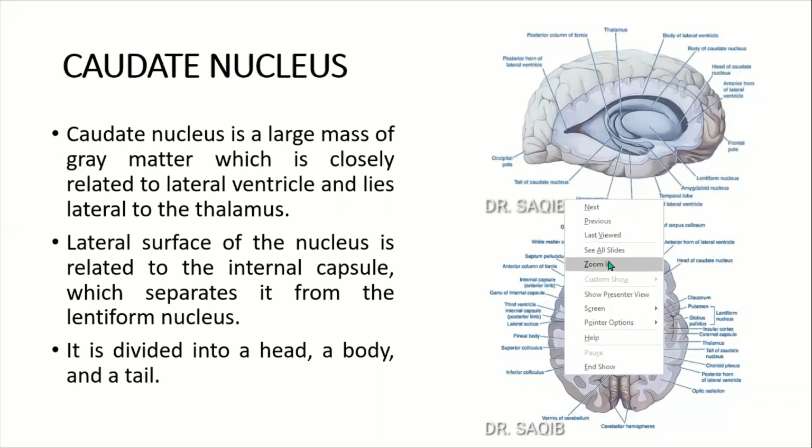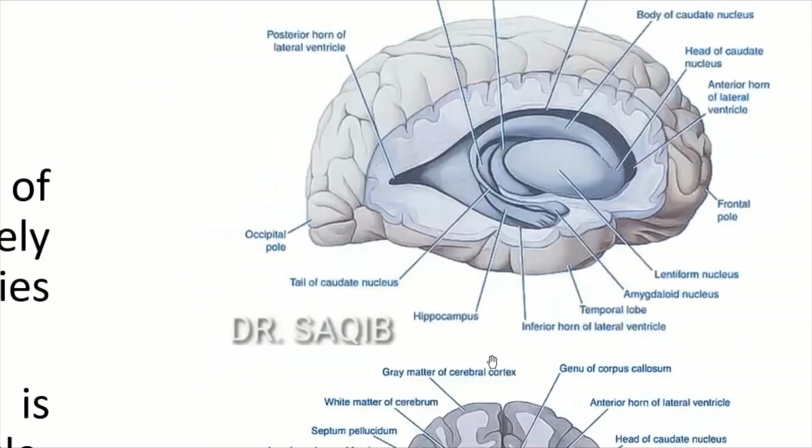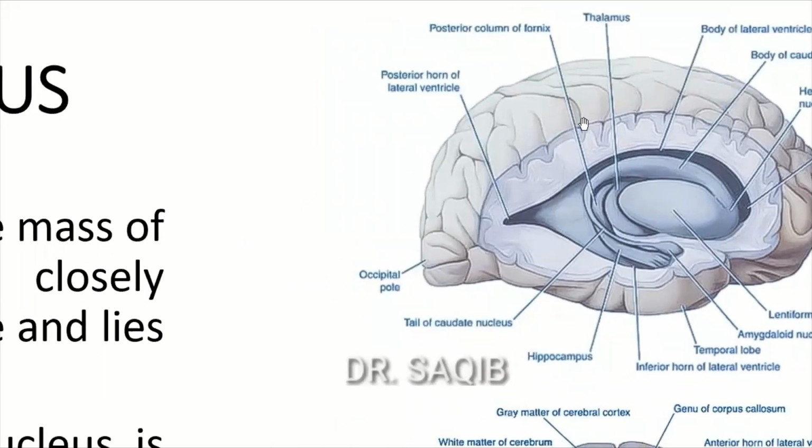I enlarge and zoom in the picture. Yes, you could see. So this is the caudate nucleus. This is the lentiform nucleus, and the caudate nucleus with its head, body, and the tail. And this is the thalamus, right? This is the thalamus.